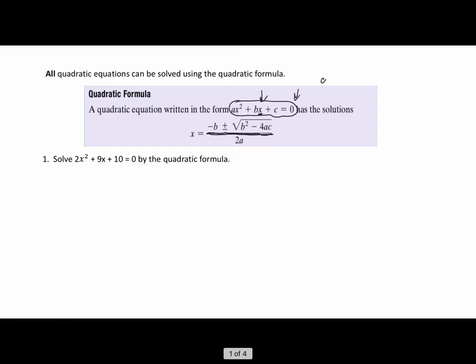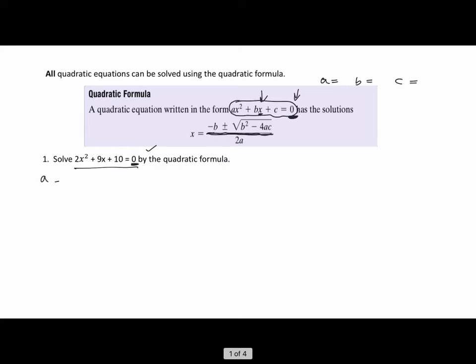So the first thing you probably want to do is recognize what a, b, and c are after you get 0 on one side, and then plug those into the formula. So we're going to solve the same equation that we solved with the factoring method so that we can check those answers, make sure they're true. And we're going to use the quadratic formula. So first thing, 0 on one side, check.